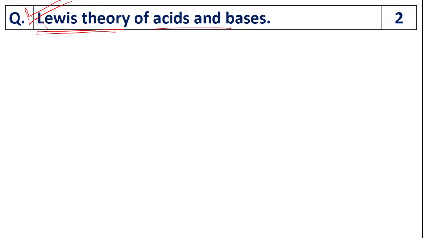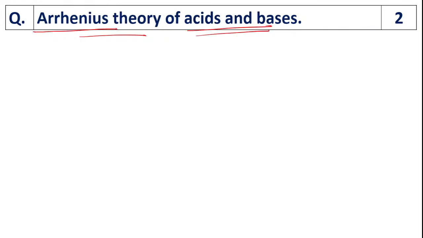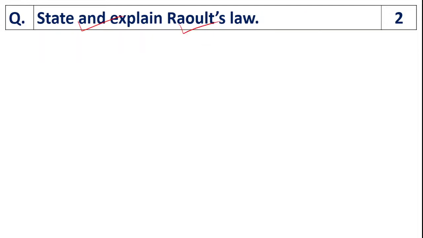Lewis theory for acid and bases, Bronsted-Lowry theory for acid and bases, Arrhenius theory of acid and bases, and state and explain the Raoult's law for solution of the non-volatile solids. The Raoult's law तुम्हाला एक्सप्लेन करता आला पाहिजे. Raoult's law for solution of non-volatile solids and for volatile solute also. Henry's law. Henry's law also important. So many times Henry's law asked in the board examination as the 2 marks, 1 mark question. Statement 1 mark, explanation, unit of Henry's law constant for 1 mark.